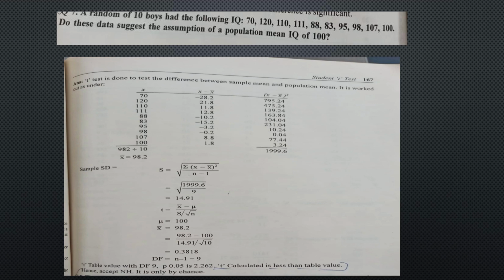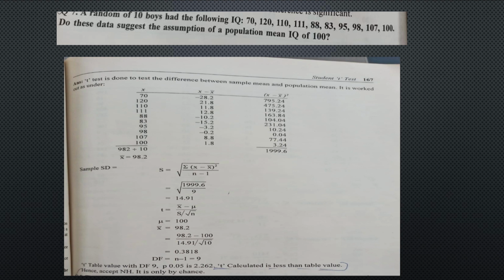So 3 columns are taken: x, x minus x bar, and x minus x bar the whole square, and the given data is put in the x column. It is calculated using the formula s equal to root of sigma (x minus x bar) the whole square divided by n minus 1. So the values are substituted. X bar is calculated as 98.2, and the summation of (x minus x bar) the whole square is 1999.6. So the values are put in the given formula, and the value is calculated.